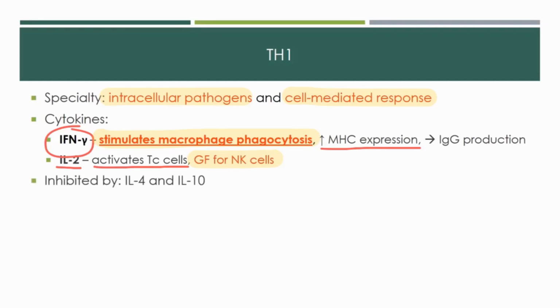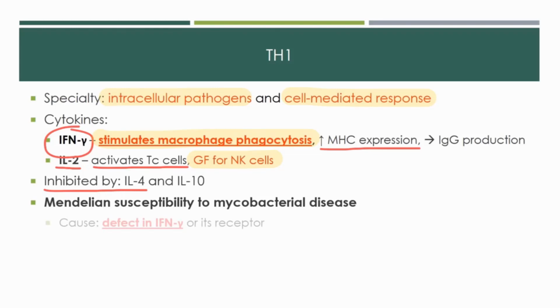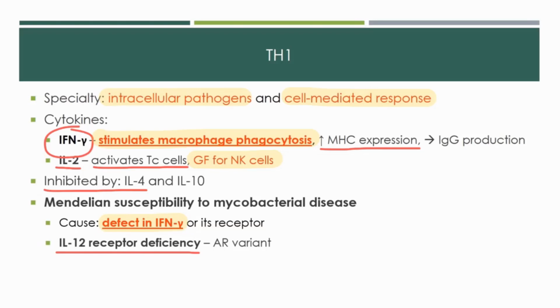Since each type of helper T cell is only necessary for specific kinds of infections, they get inhibited by the cytokines secreted by the other subtypes. Th1 is inhibited by IL-4, which is made by Th2, and IL-10, which is made by Th2 and Tregs, and is a general anti-inflammatory cytokine. Since interferon gamma helps form granulomas, without it, someone can get a rare susceptibility to mycobacterial disease, especially TB. And it may actually be caused by not only genetic defects in interferon gamma, but also the interferon gamma receptor. IL-12 receptor deficiency is a variation of the same disorder.